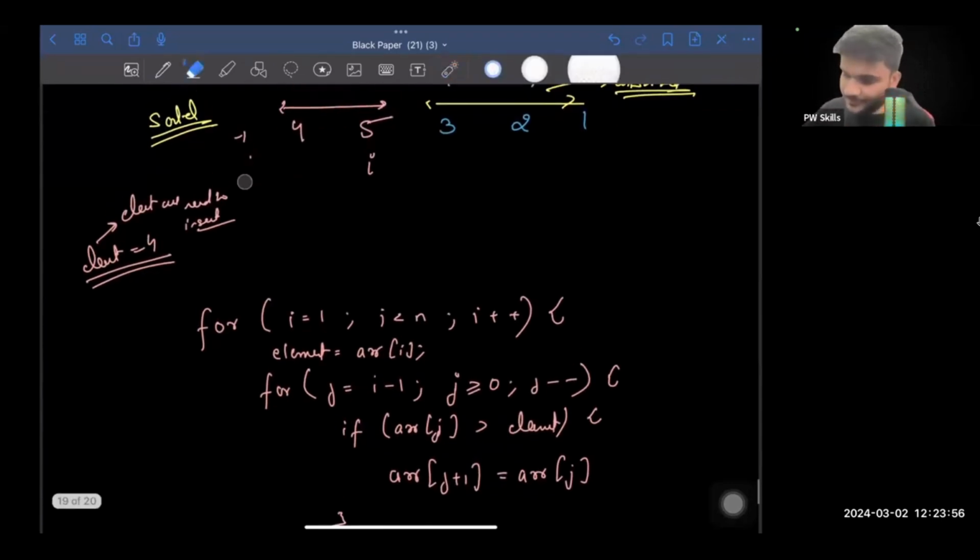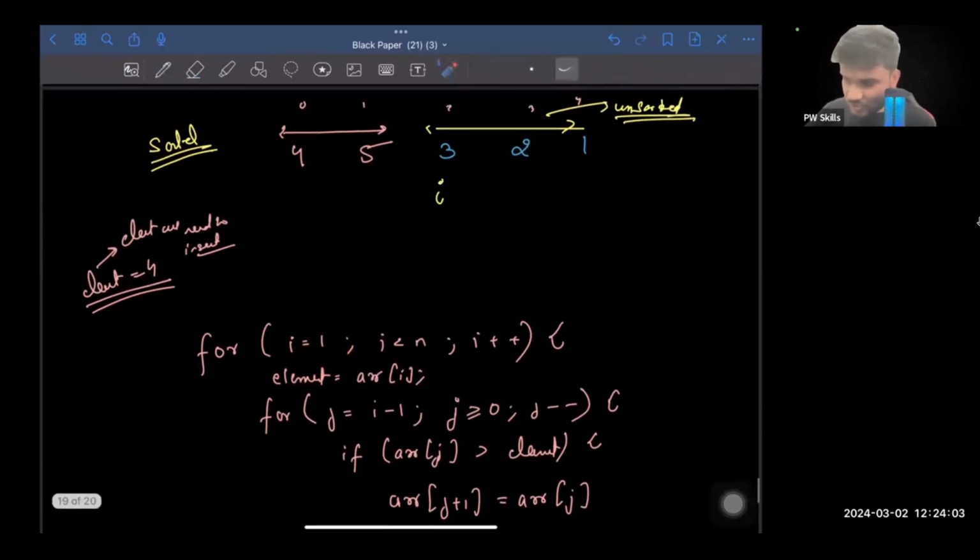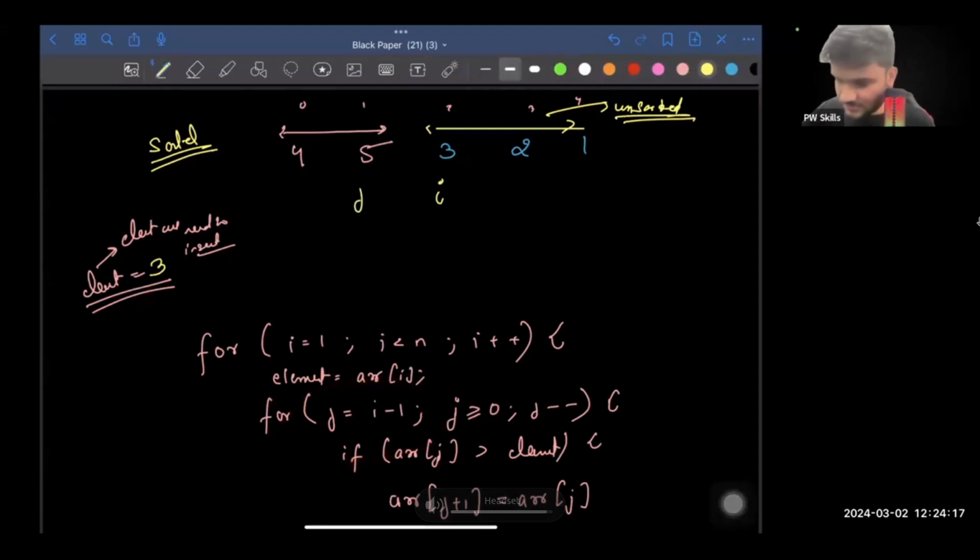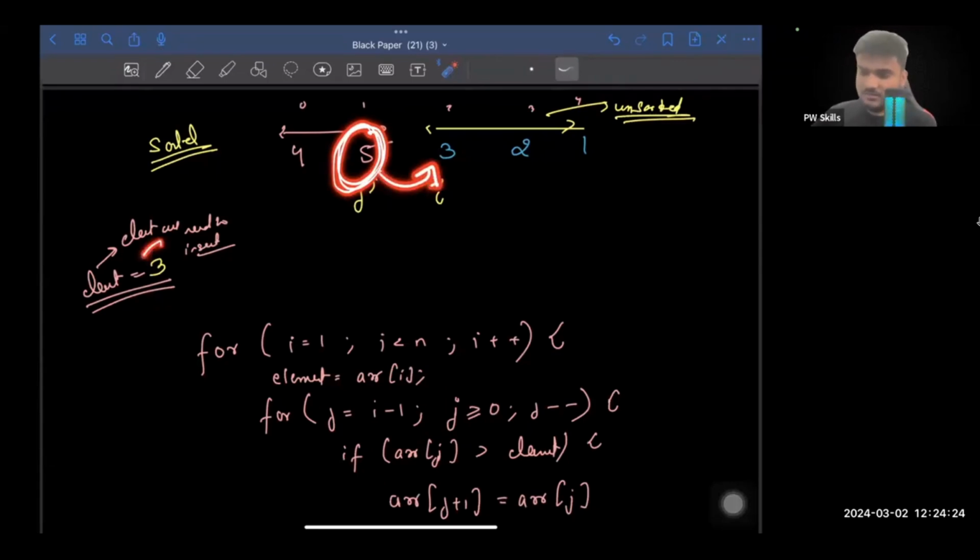Okay. Cool. Now, i becomes 2. So i comes here. 3 is the element under consideration, so element is equal to 3. We start j with i minus 1, so j comes here. Okay. Cool. We compare. Is the element at j greater than 3? Yes. That means 5 is greater than 3, so 3 is always going to be on the left side of 5. So let's shift 5 to the right.